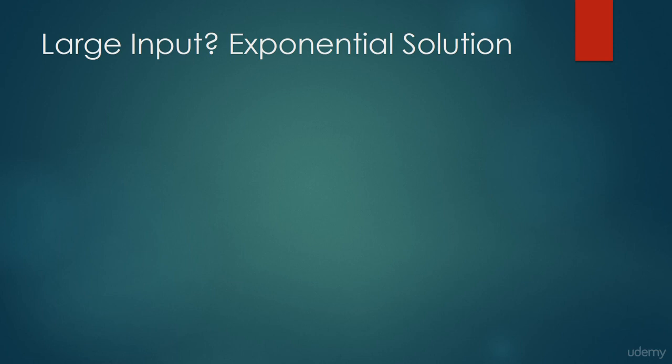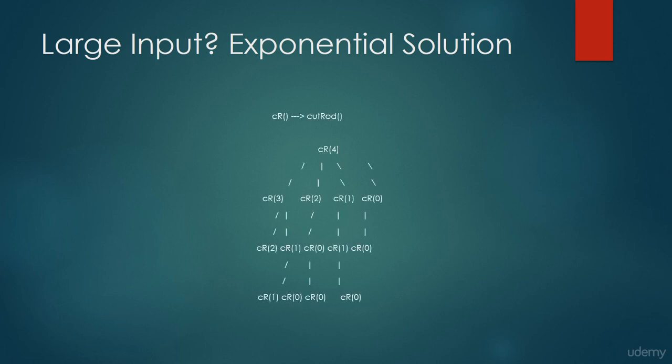To see why this happens, let's look at the recursion tree. I'll call CR here the cut rod; it represents the function that we're calling. Let's say we're calling cut rod 4. Cut rod 4 calls cut rod 3, cut rod 2, cut rod 1, and cut rod 0. But then cut rod 3 calls cut rod 2 and cut rod 1, and you can immediately see that so many subtrees are repeated. For example, cut rod 2 is repeated twice. Cut rod 1 is repeated 3 times.